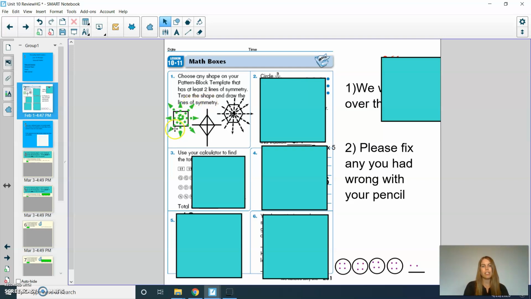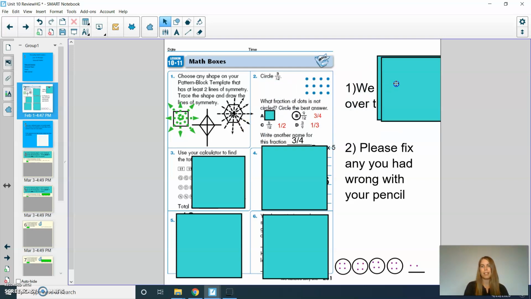So you can see I first picked a square, and a square has actually 4 lines of symmetry. So I drew my 4 lines for my square. I picked a rhombus, which has 2 lines of symmetry, and I also picked a hexagon, which has 6 lines of symmetry. Now there's other possible answers, and again, you just needed to pick one and then find the lines of symmetry in the one that you picked.